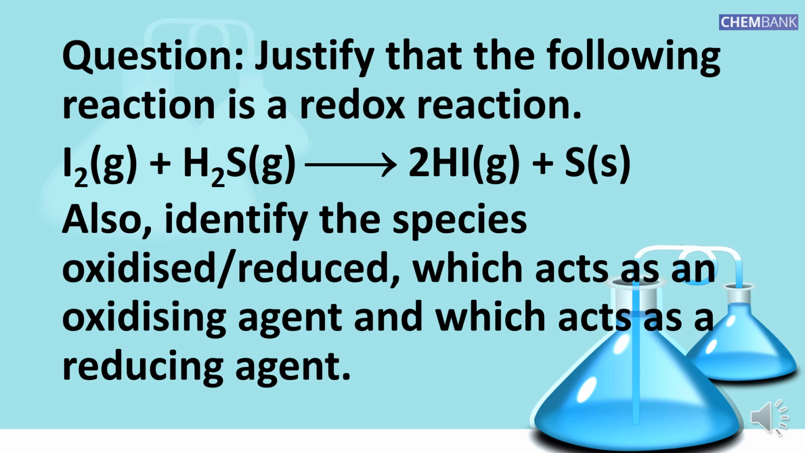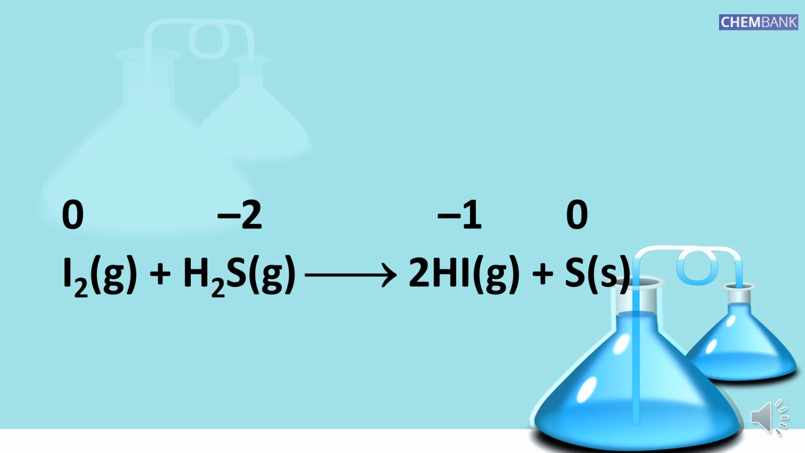The question is to justify that the following reaction is a redox reaction: iodine plus H2S gives 2HI plus sulfur. We also need to identify the species oxidized or reduced, and the species which acts as oxidizing agent and which acts as reducing agent. Let us consider the reaction iodine plus H2S giving you HI plus sulfur. First of all, we need to balance the equation. So I2 plus H2S gives 2HI plus sulfur.